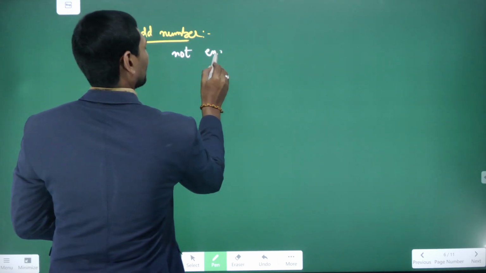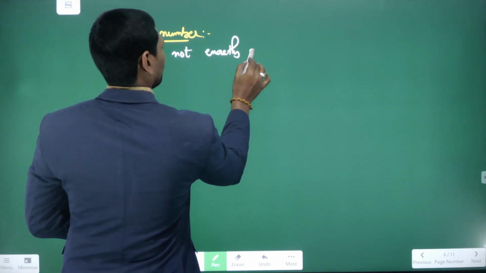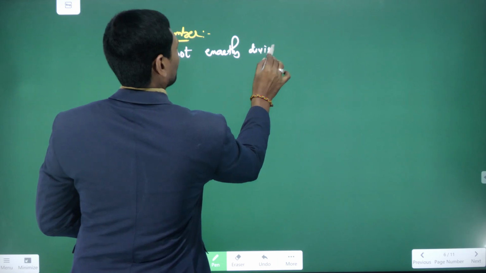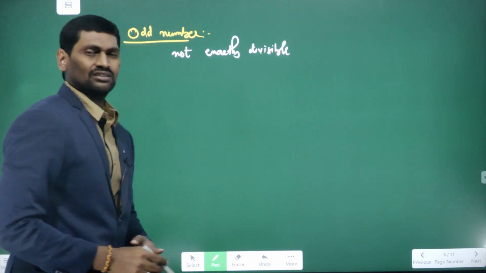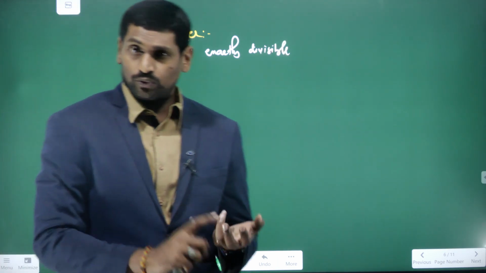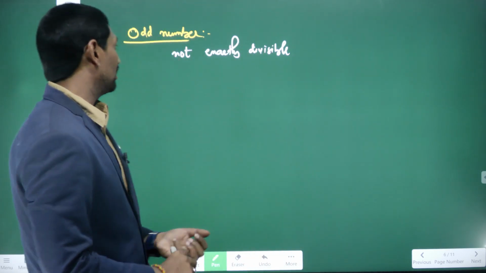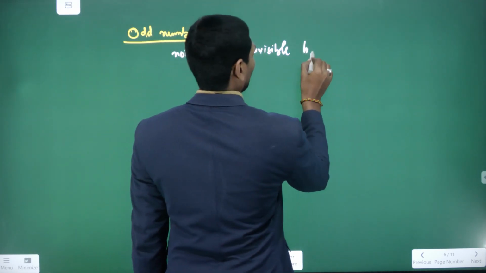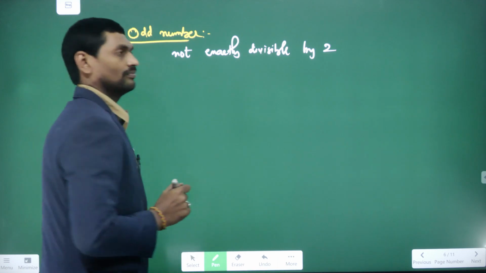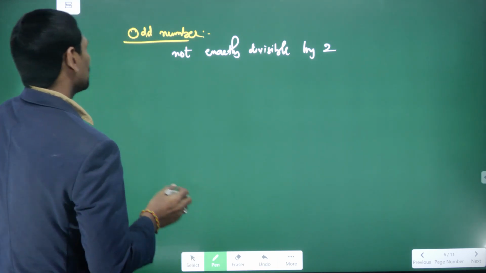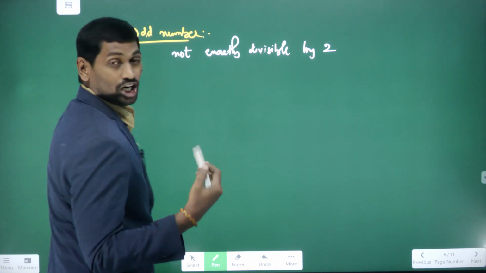Not exactly divisible by 2, which means they are leaving a remainder. They leave the remainder 1. Okay, so not exactly divisible by 2. Such types of numbers are called odd numbers.